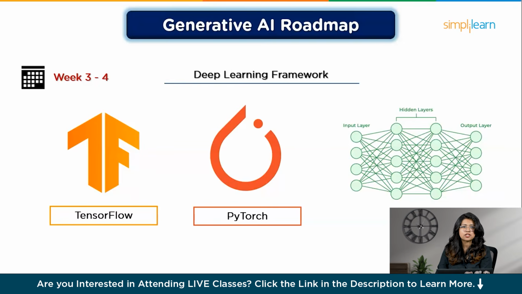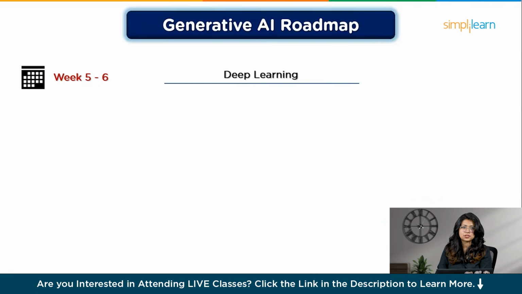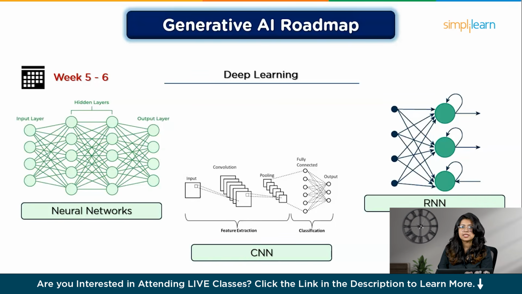Now, with a basic understanding of machine learning, you are ready to dive into deep learning. This is where AI really starts to shine. Deep learning is a subset of machine learning, and it uses structures called neural networks to mimic how the human brain processes information. So at the heart of deep learning are neural networks.